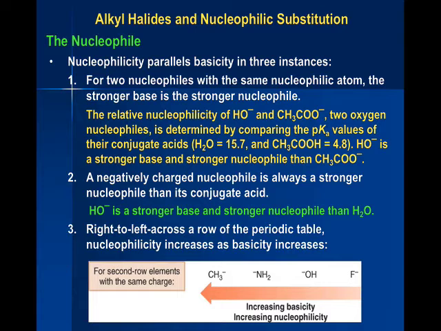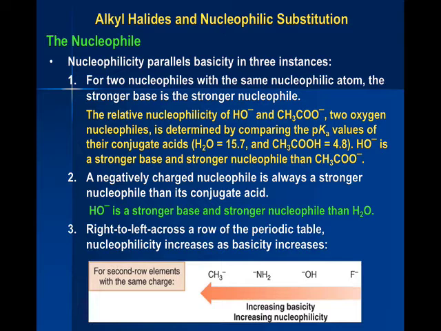So for example, if we looked at hydroxide and acetate as being a nucleophile, hydroxide is oxygen minus, acetate has oxygen minus. They're both negatively charged. They're both decent nucleophiles. But hydroxide is going to be the better nucleophile because it's the stronger base. Acetate is the weaker base. A negatively charged nucleophile is always stronger than its conjugate acid. Hydroxide is a better nucleophile than water.